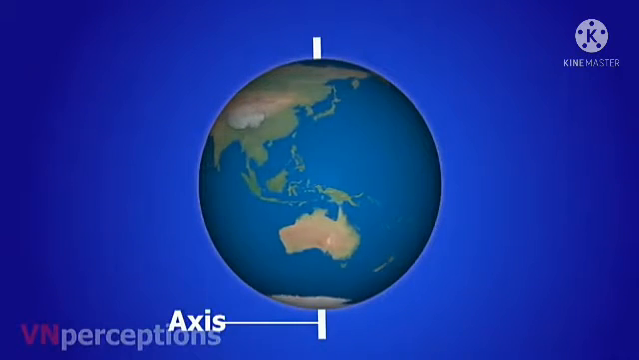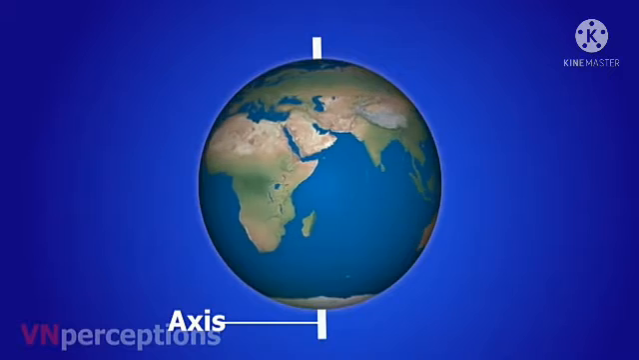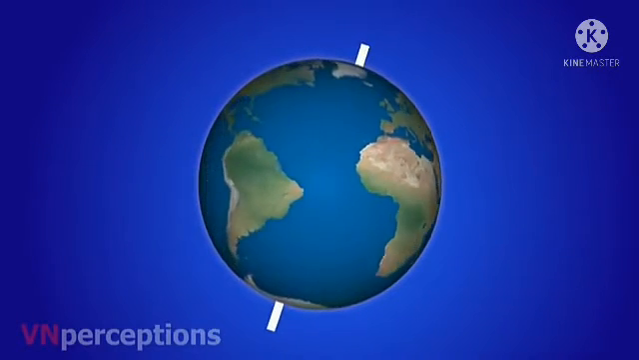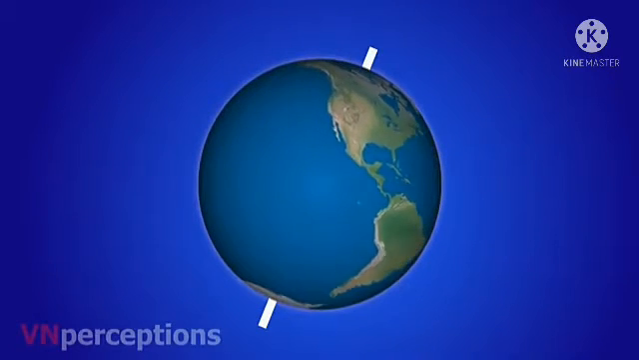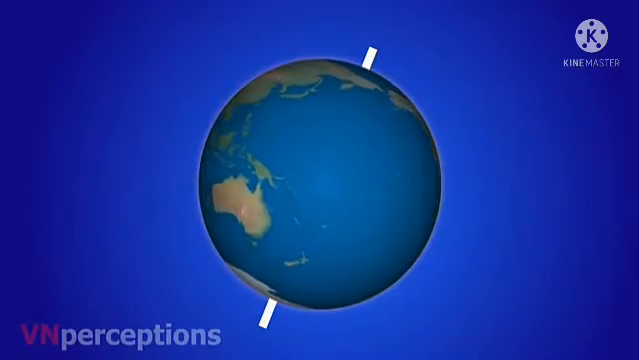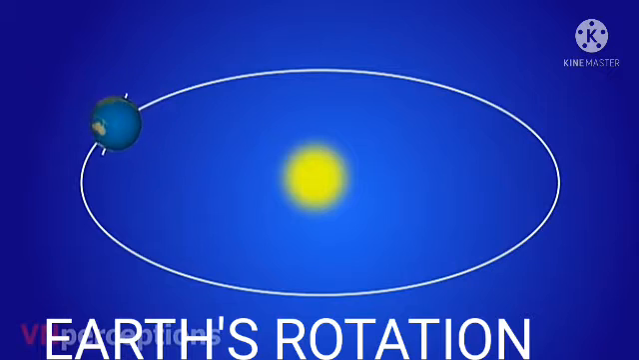The earth is always moving. So today we'll look at how the earth moves, either on its axis or around its orbit. But first, let's look at the Earth's rotation.